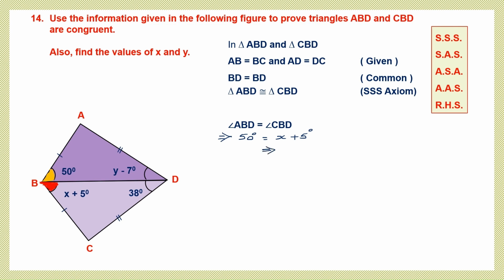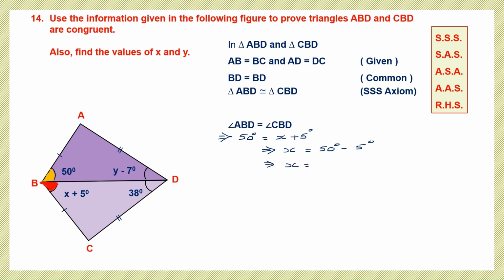So we're going to leave x alone. And on the other side we have 50 degrees. We're going to transpose this 5 degrees from this side to the other side. So plus 5 will now become minus 5 degrees.